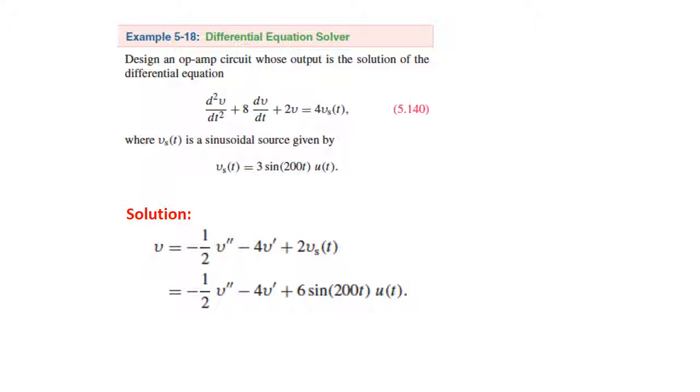So here we got a differential equation, d²v/dt² plus 8 dv/dt plus 2v equals 4 vs(t), where vs(t) is a sinusoidal source given by 3 sin(200t) u(t). So we're going to first get our solution set for that. And to plug through for our solution set, we're going to get v equals minus 1/2 v double prime minus 4v prime plus 2vs(t). And then we're going to also plug in our signal into that because we're given vs(t). So that's going to be our equation there below.